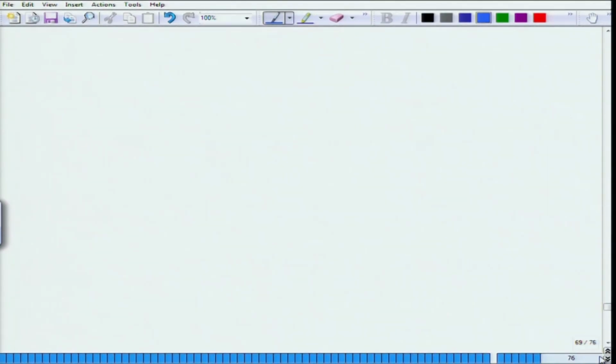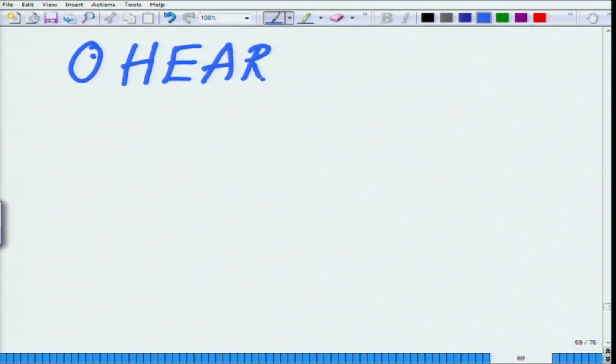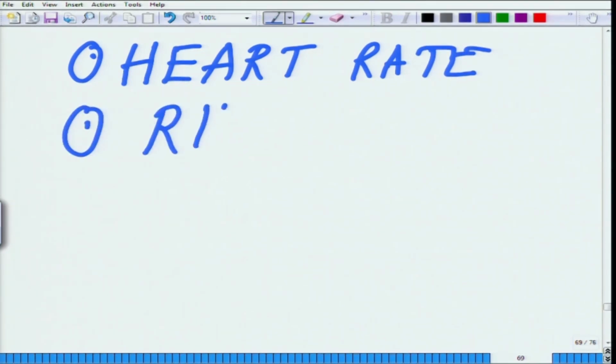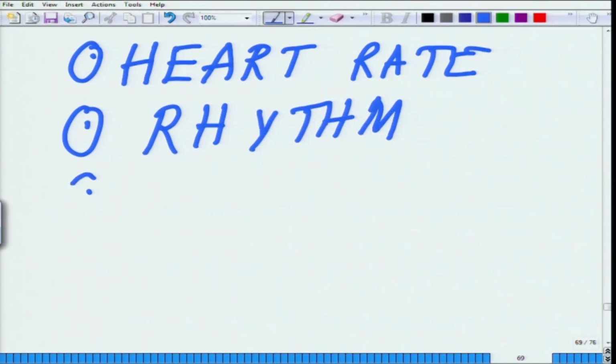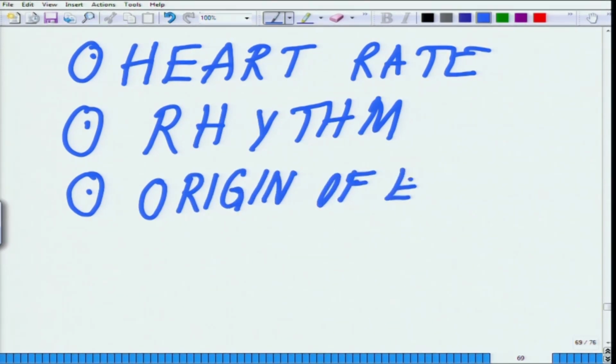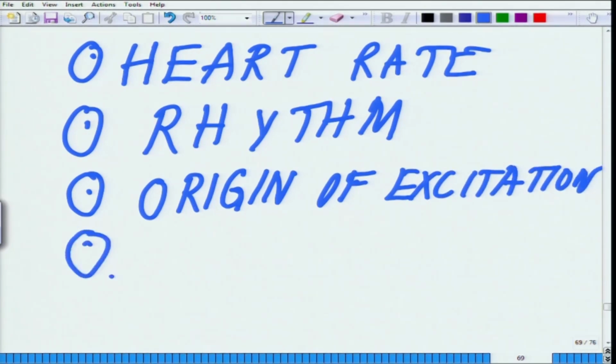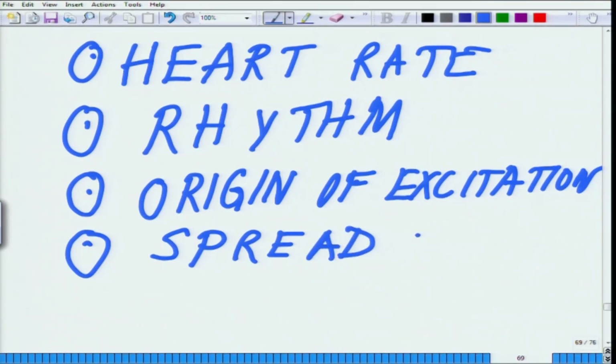Okay. What else can EKG tell you? It can tell you the heart rate. This EKG definitely can tell you. Fourth, it can tell you the rhythm of the heart. Fifth, it can tell you the origin of excitation, from where the excitation is getting originated. Sixth, it can tell you about the spread of impulse, how the impulse is getting spread. Is there a blockage in the pathway or anything? The spread of impulse could be worked out from the EKG traces.